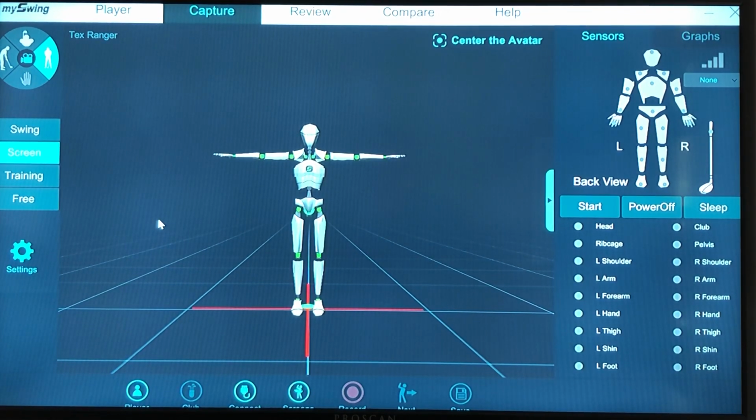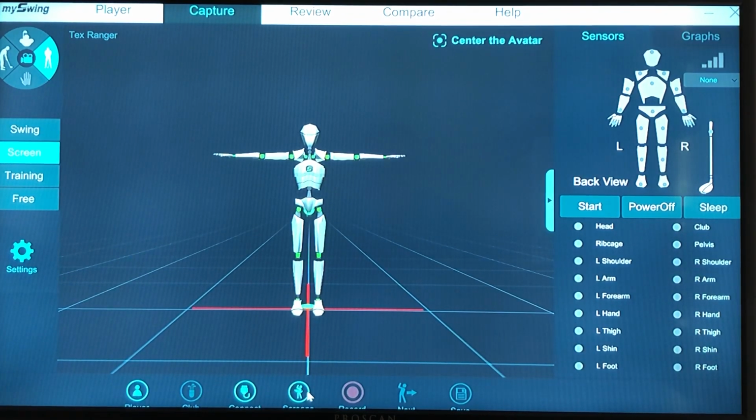Hi, let me show you some things about how we use MySwing for full body physical screens. Screenings such as FMS, SFMA, or TPI screens. It is full body. We have 17 sensors that create a skeletal avatar in about 5 to 6 minutes.